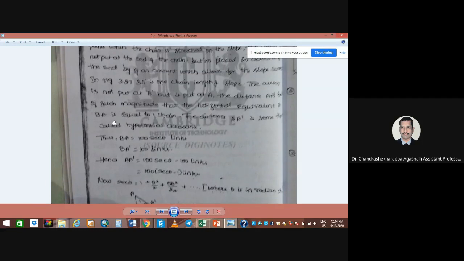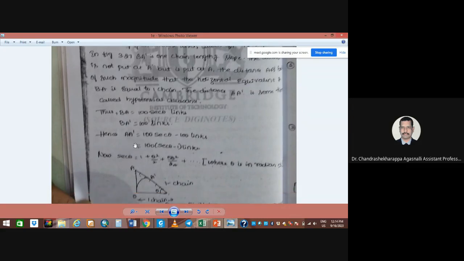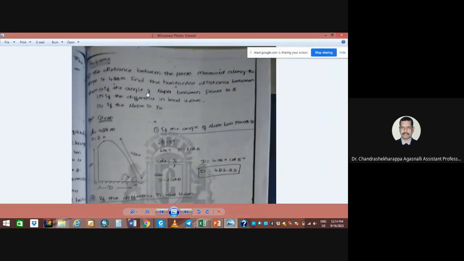The horizontal equivalence of BA is equal to one chain. Thus BA is equal to 100 sec theta, and BA dash is equal to 100 length, and solving for AA dash, that is equal to 100 sec theta minus 100 length. So this is what you can get with the levelling. Here, I think it's a little bit blurry. Okay, so these are some of the problems which we need to understand, especially for this, right?